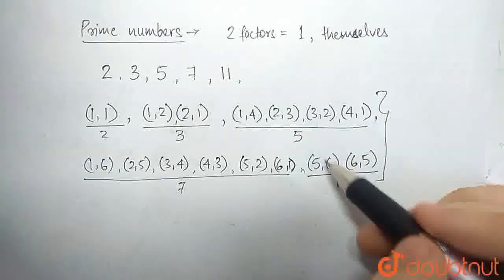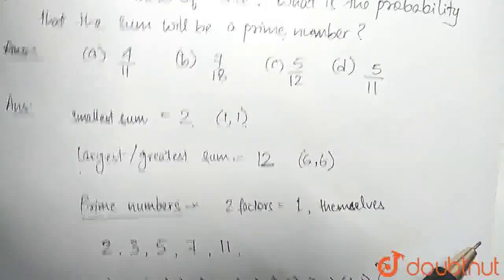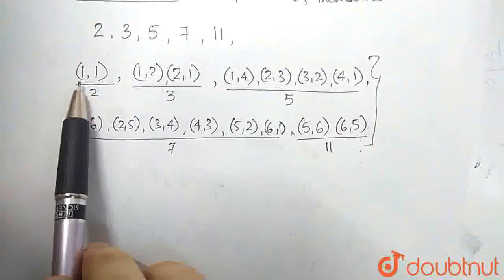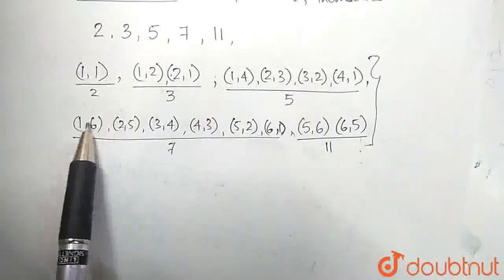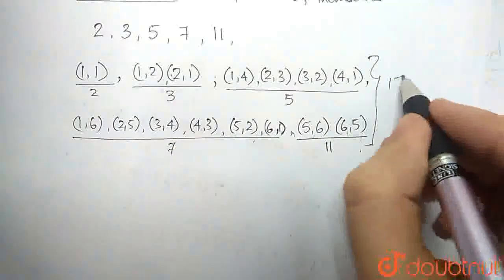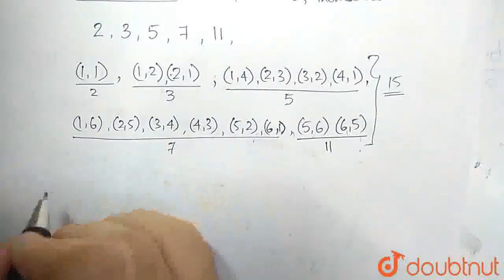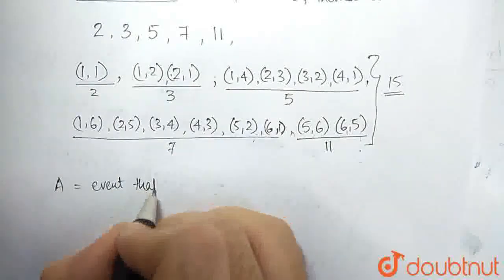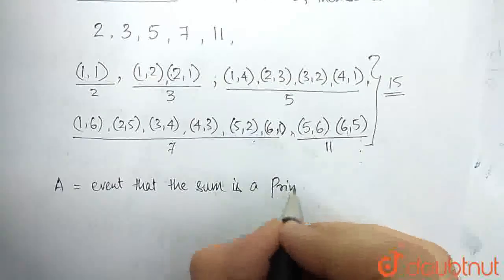So these are the possible outcomes. These are in fact the favorable outcomes of this event, right? We need to find out the probability of the event that the sum will be a prime number. So these are the favorable outcomes. So how many of these are there? 1, 2, 3, 4, 5, 6, 7. Then 6 of these, which makes it 13, and then 2 more, which makes it a total of 15 favorable outcomes, right?